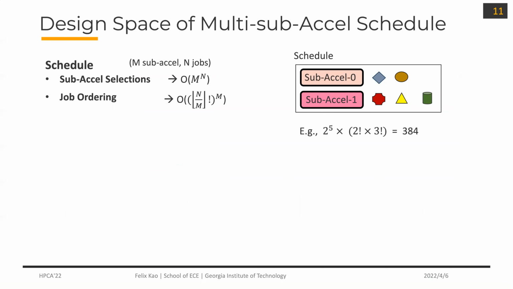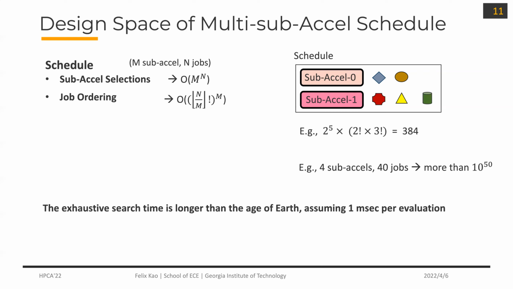Here is a simple example with 2 accelerators and 5 jobs. There are 2 to the 5 choices of sub-accelerator selection, and 2 factorial and 3 factorial choices for job ordering, which gives 384 choices. Here we give a more realistic example with 4 sub-accelerators and 40 jobs. It has more than 10 to the 50 choices. If we exhaustively search through it, the search time will be longer than the age of Earth.